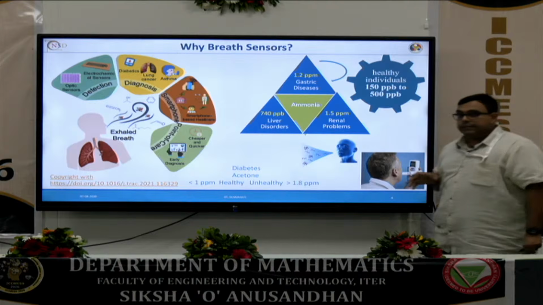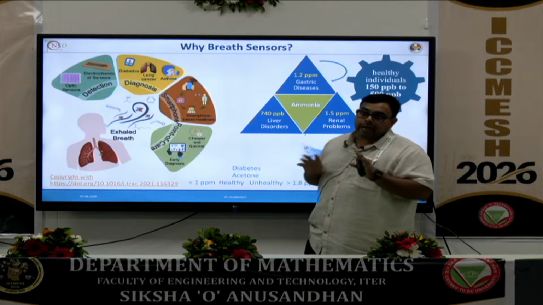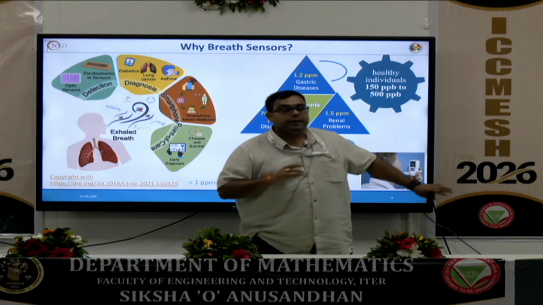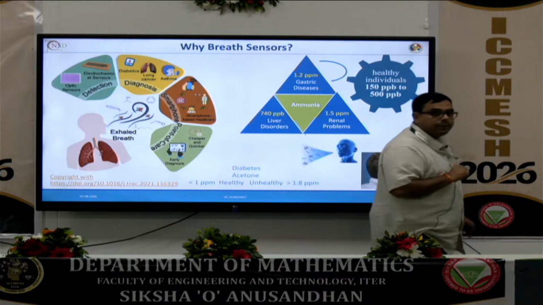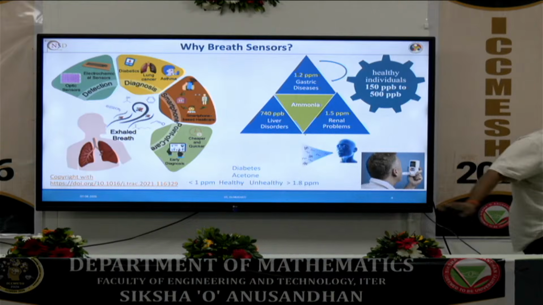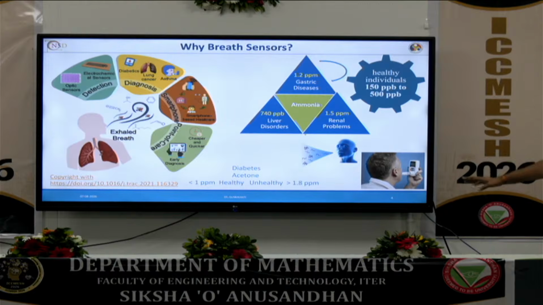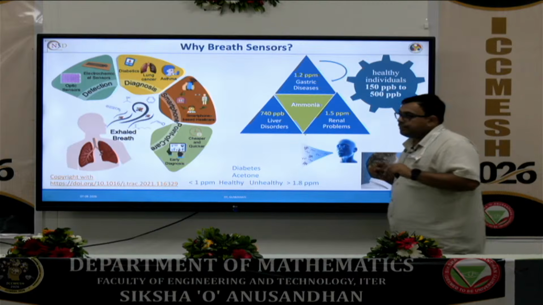Now, for an unhealthy person, depending on what diabetic condition he is in, it can rise to around 1.8 ppm or so. That is huge. From a sensing person's perspective, I can say that these numbers are huge. I can easily detect this kind of change.